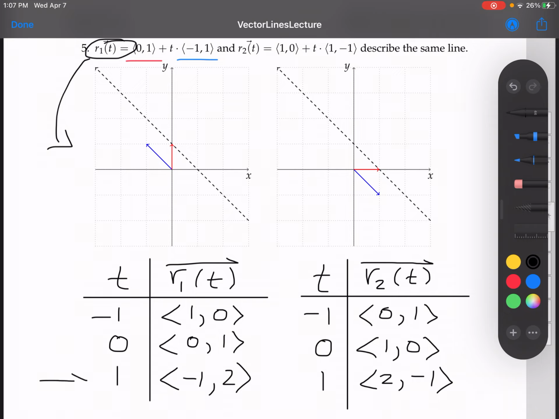Now turning our attention to t equals 1. You can see that when t equals 1, we have in fact just that vector there. Moving it to there, doing the vector sum, you see we get that point there. That's the point negative 1, 2, and r1 of 1 is the vector negative 1, 2.